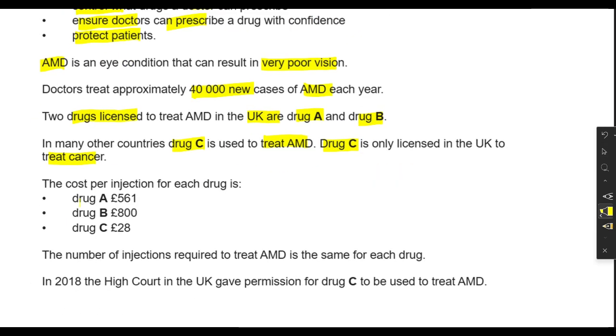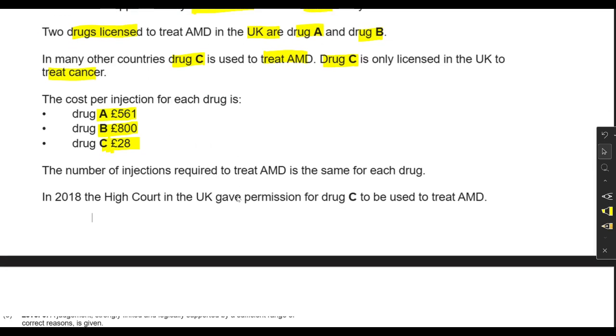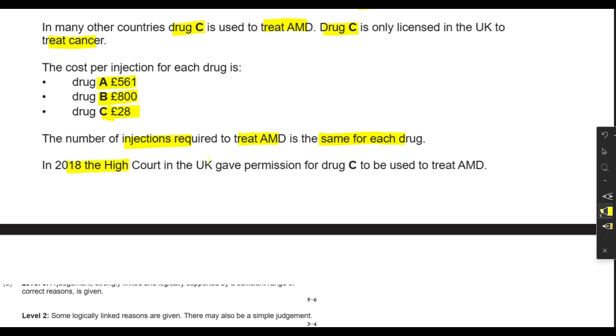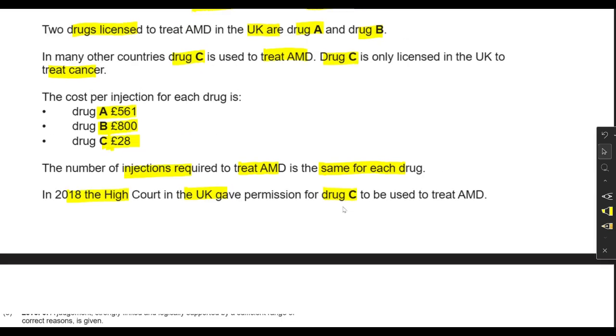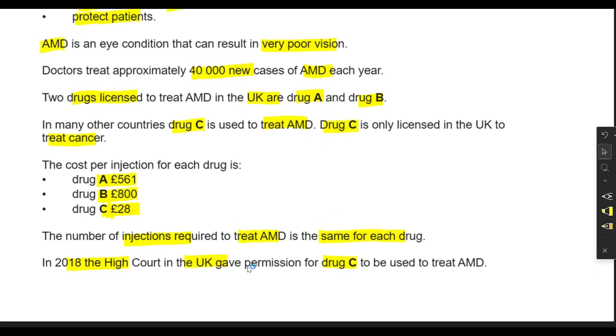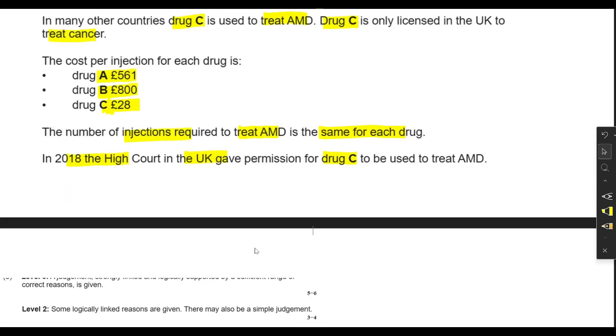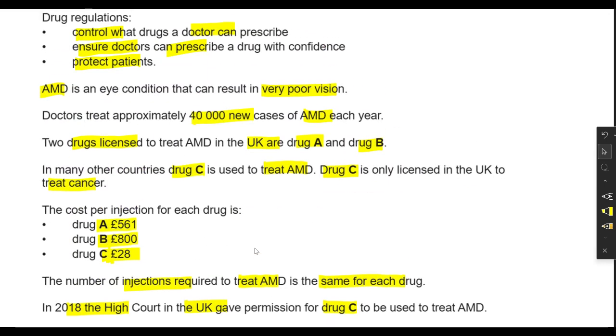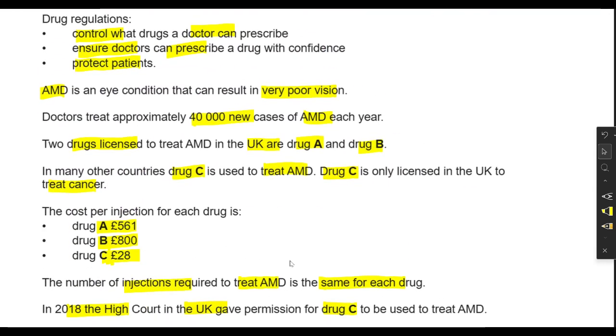Now, the cost for drug A is 561, the cost for drug B is 800, and the cost for drug C is only £28. The number of injections required to treat AMD with each of the drugs is the same. In 2018, the High Court in the UK gave permission to use drug C to treat AMD as well, along with cancer. Now, you need to evaluate. The last part of the question is missing, but you need to evaluate this, and it's a 6 marker response. Should the court have given the permission? Is it a good choice or not?